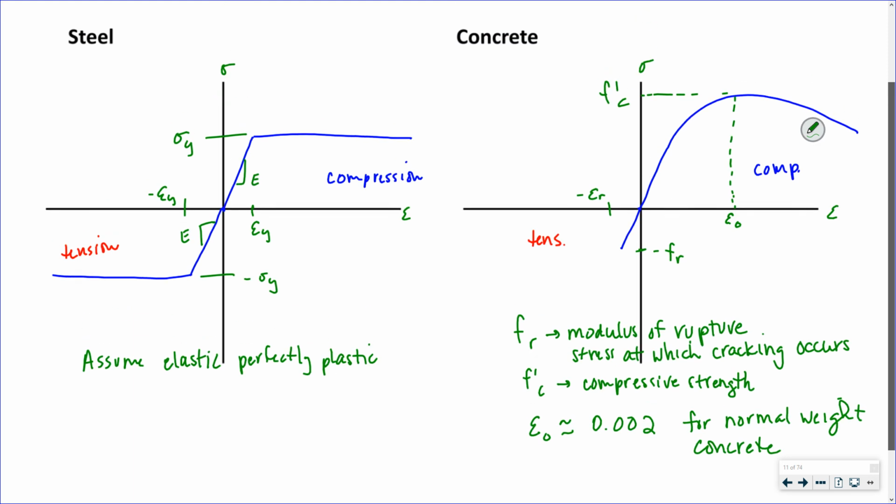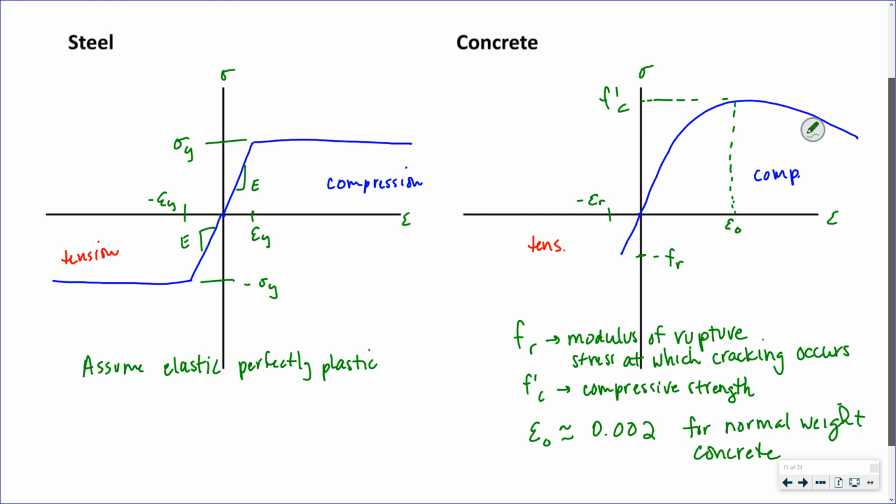So our steel is lovely. It looks the same whether it's in compression or tension. Concrete, on the other hand, is a bit of a mess and is not so good in tension, but is great in compression.